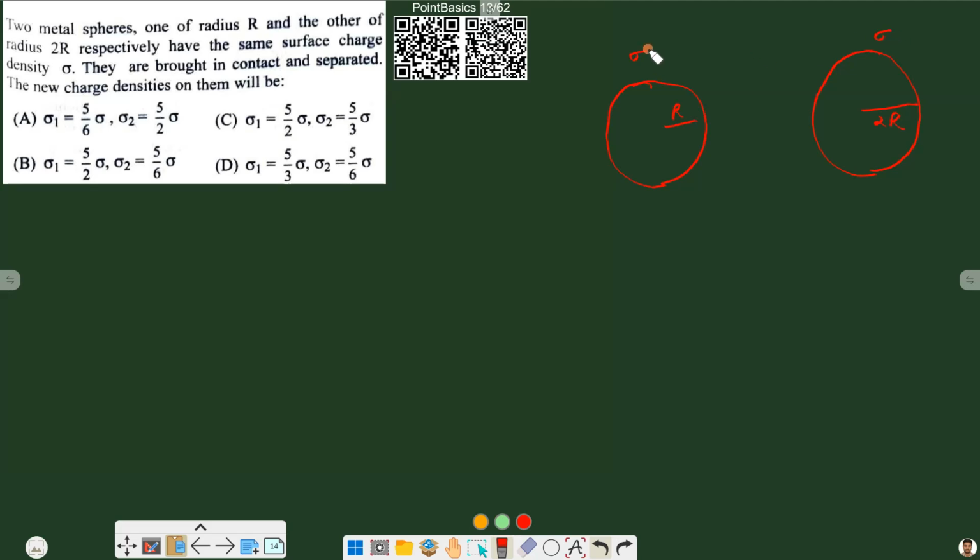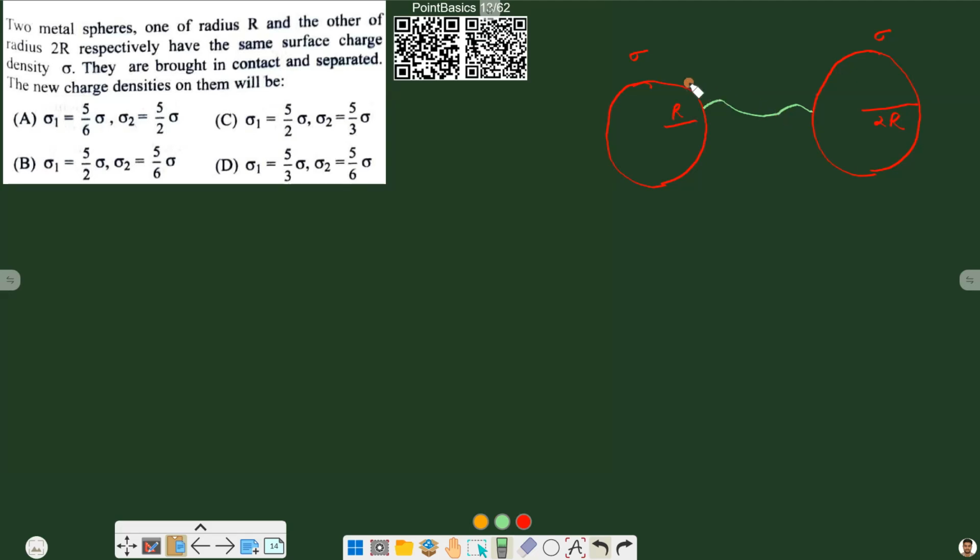Now they are brought in contact. So when they are brought in contact, what will happen? Their potential will become equal. When they are connected with some wire or touched with each other, their potentials will become equal and their charges will redistribute. And there will be one more condition on the charge, that the total charge will remain conserved.